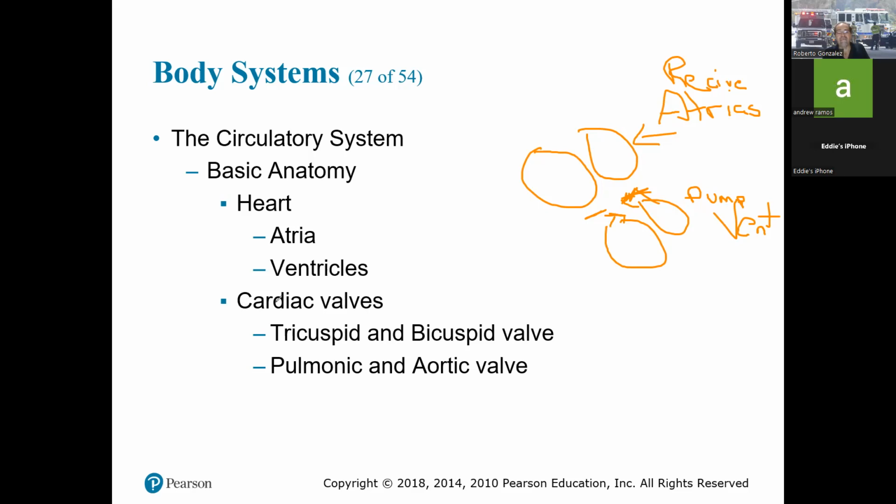So we have cardiac valves. You have the tricuspid valve and bicuspid valve, one with 3 cusps and one with 2 cusps. And then you have the pulmonic and aortic valve. The pulmonic is the one that goes from the right side to the lungs, also known as pulmons in Spanish or Greek or whatever. And then you have the aortic valve, which goes straight to the aorta itself.